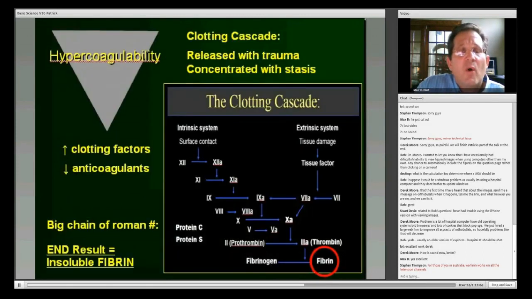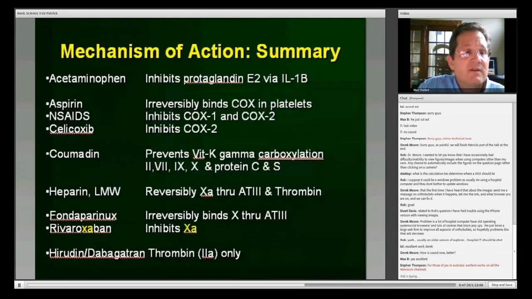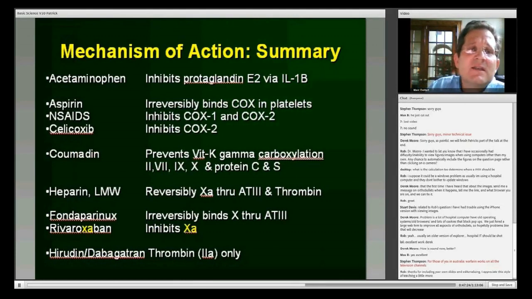So the medicines that they're going to ask you about include a whole host of these other medicines, and acetaminophen's thrown in here as a bonus. It inhibits prostaglandin E2 via IL-1B. We already talked a little bit about aspirin. It irreversibly binds the cyclooxygenase in platelets. Nonsteroidals inhibit both COX-1 and COX-2, and then celecoxib is the only one on the market now that inhibits COX-2.